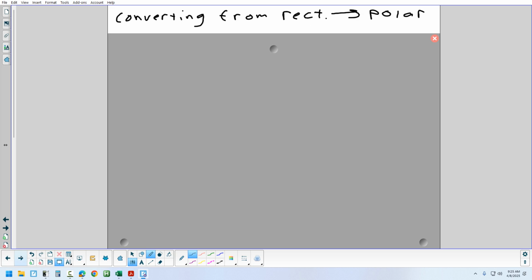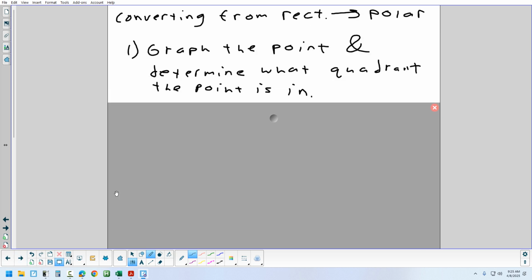Now, it does matter the quadrant you're in. So the first thing that you want to do when you are converting from rectangular to polar is figure out your quadrant. Do you have to necessarily graph it? No. If I give you the point -4, -5, and you know that's quadrant 3, that's good enough. You just need to know the quadrant that you're in.